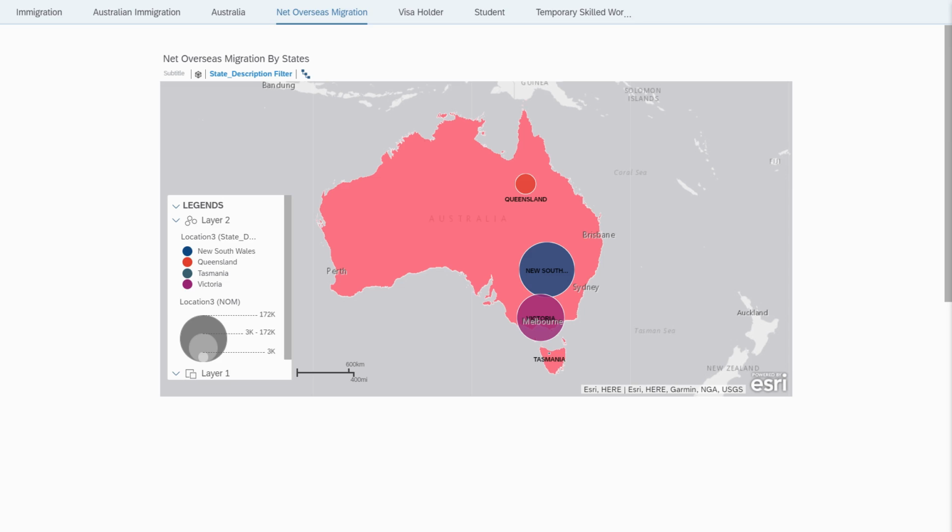Net overseas migration. We are going to focus on 4 Australian states, namely Victoria, New South Wales, Tasmania, and Queensland, to demonstrate the net overseas migration in Australia. New South Wales has the highest net overseas migration, followed by Victoria, which is followed by Queensland, and then comes Tasmania with the lowest net overseas migration.